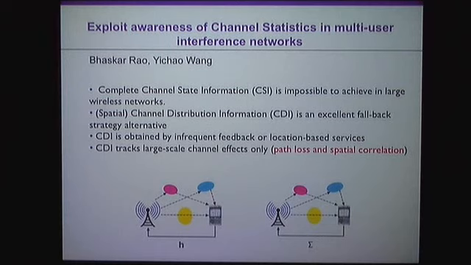Therefore, a good fallback strategy is to gain only what is called channel distribution information. Namely, you feed back from the users, not the whole state of the channel, but only the correlation metrics and the path loss information. And this can be done on a time scale of the order of tens of seconds rather than a time scale of the order of milliseconds.